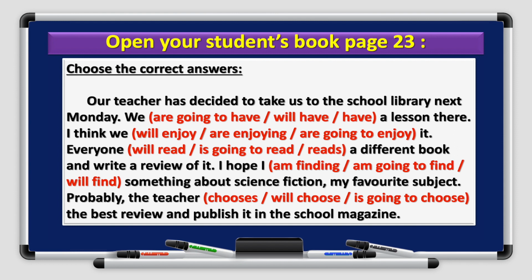Now, let's complete this task. You can find this task in your student book, page 23. It tells you to choose the correct answers. Let's read it together. Our teacher has decided to take us to the school library next Monday. We are going to have, will have, or have a lesson there. What's the answer? Excellent. Are going to have, because our teacher has planned this event already.